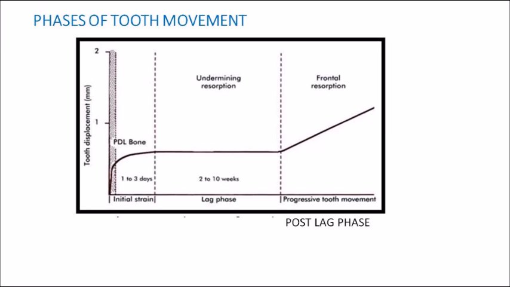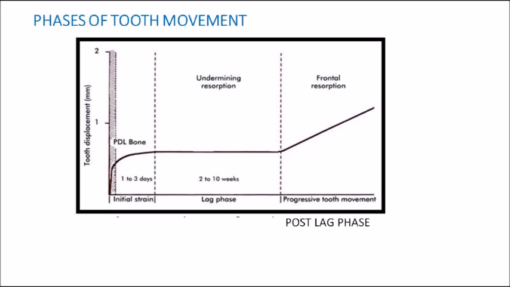Both the light force as well as the heavy force will displace the tooth to the same extent during this initial phase. Please note in the figure there is an initial spike in the graph, showing rapid displacement of the teeth within the periodontal space, and there might be a bending of the alveolar bone during the first 1 to 3 days. But this rapid peak of tooth movement gradually declines, and it comes to a stagnated level, as we can see in the graph.